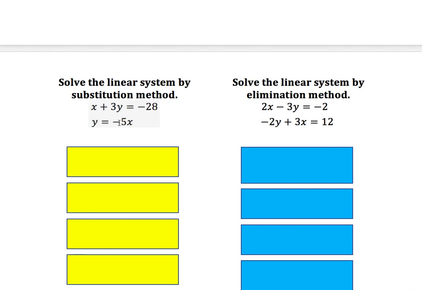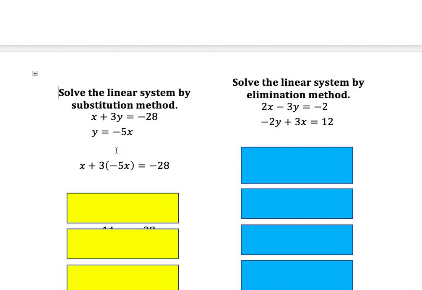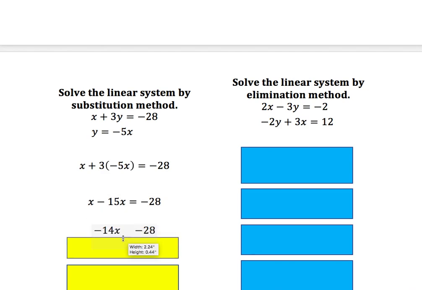Because I have y is equal to negative 5x, I'm going to replace this y value in the top equation with negative 5x. I need to distribute the 3, and I get 3 times negative 5 gives me negative 15x. Now I need to combine like terms, so x minus 15x would just be negative 14x, because there's a 1 in front of this x. And then I have negative 14x is equal to negative 18.